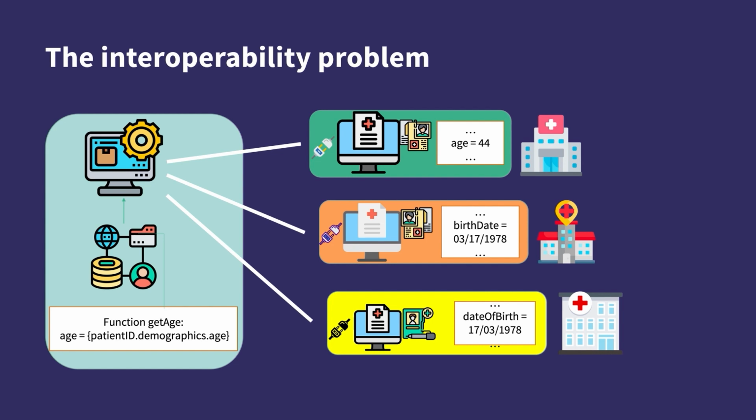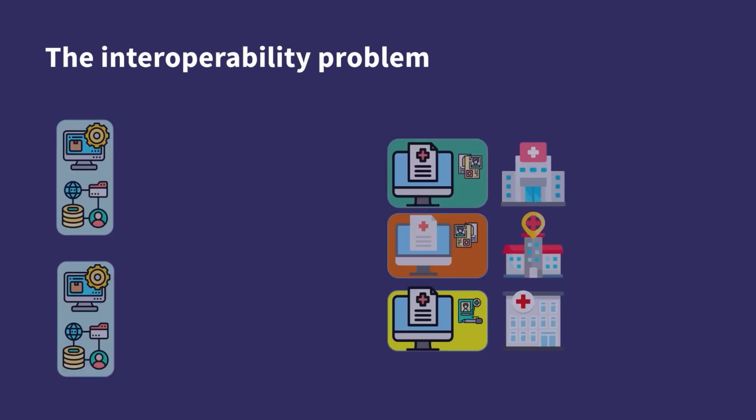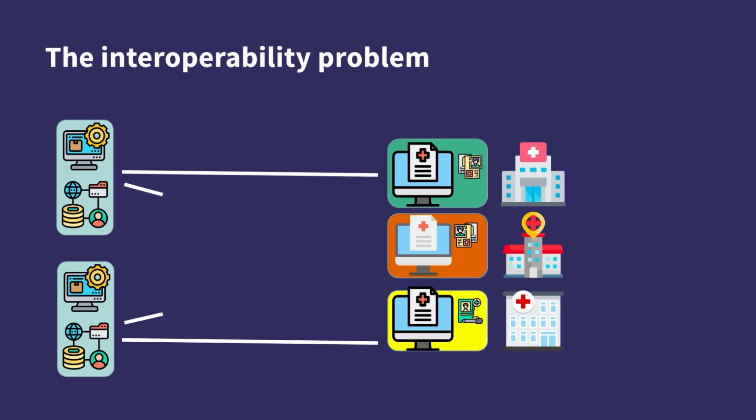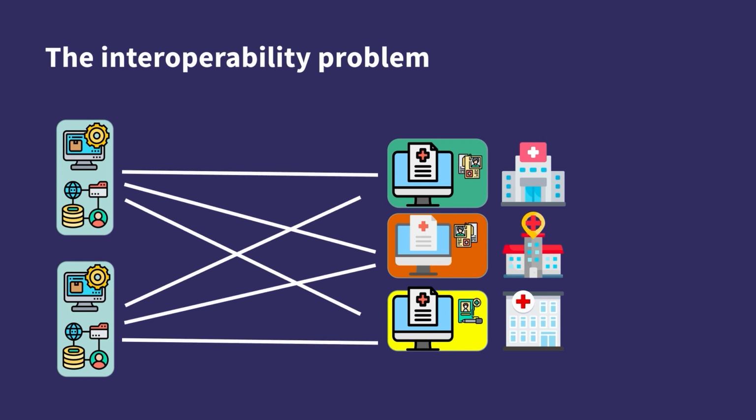In Arden Syntax, this is commonly referred to as the curly braces problem, as a reference to the braces used in the language to refer to external clinical data items. These data items are generally understood to be from the electronic health record. So, more generally, we define interoperability between two or more systems as the ability to exchange information and then make use of that exchanged information.